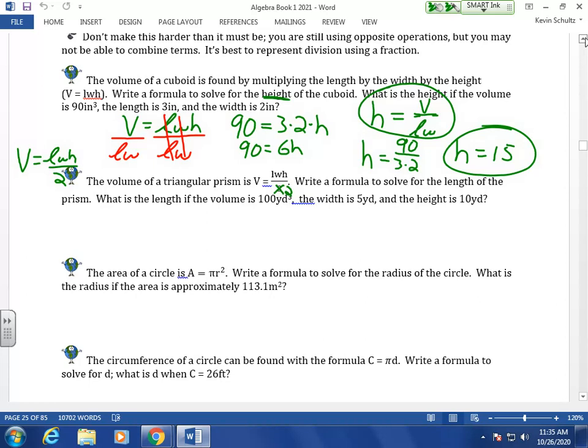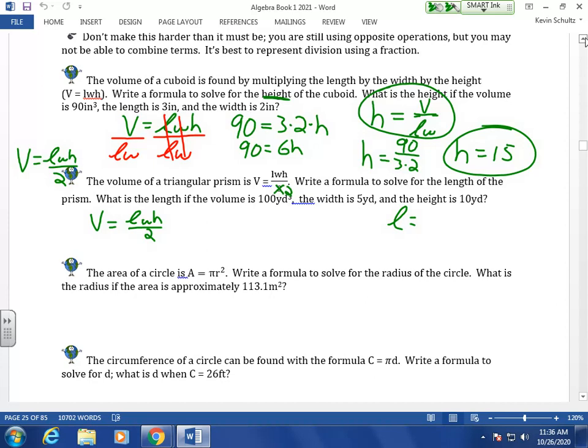Oh, goodness. All right. So the volume of a triangular prism is V equals length times width times height divided by 2. We want to write a formula to solve for the length of the prism. So we want to take this V equals length times width times height divided by 2 and rewrite it so that the length is by itself. Just like in the previous one, what am I doing to the length? What's being done to the length that we'll need to undo in order to get it by itself?